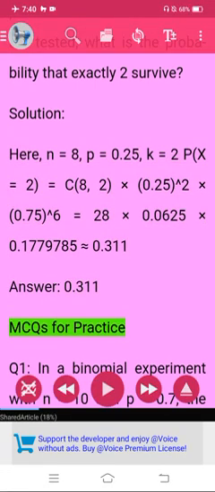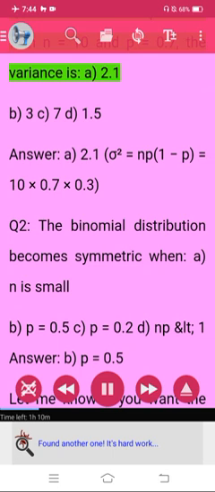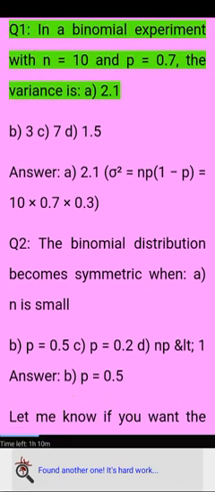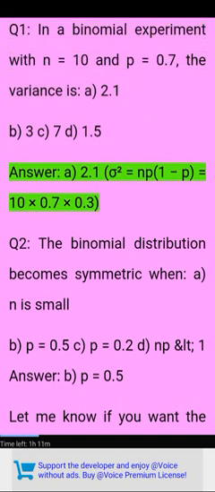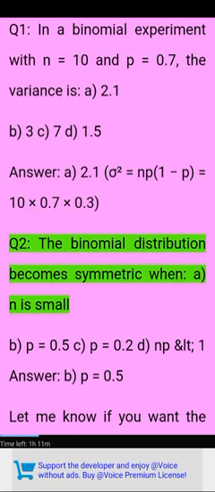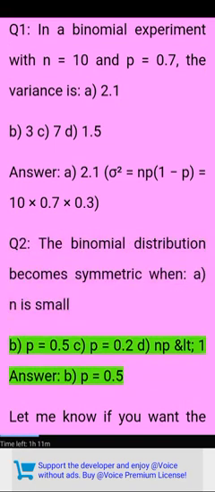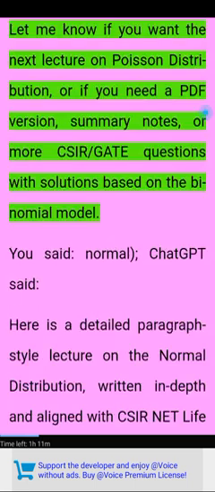MCQs for practice. Q1, in a binomial experiment with n = 10 and p = 0.7, the variance is: A) 2.1, B) 3, C) 7, D) 1.5. Answer, A) 2.1. Sigma squared = np(1 − p) = 10 × 0.7 × 0.3. Q2, the binomial distribution becomes symmetric when: A) n is small, B) p = 0.5, C) p = 0.2, D) np < 1. Answer, B) p = 0.5.